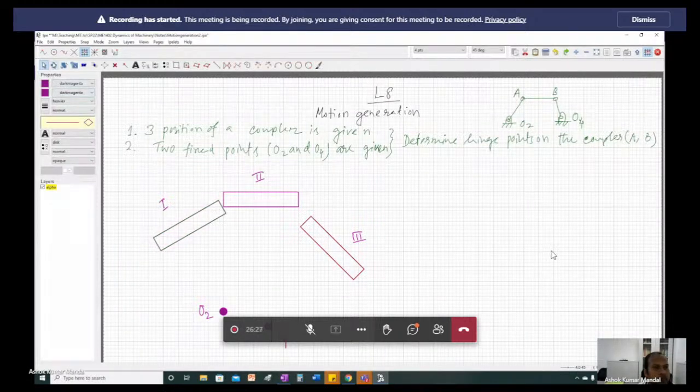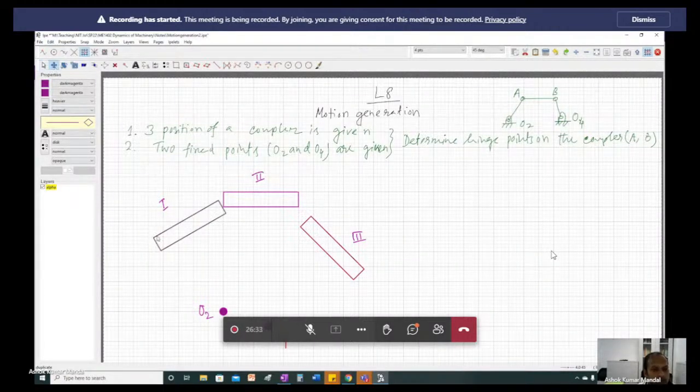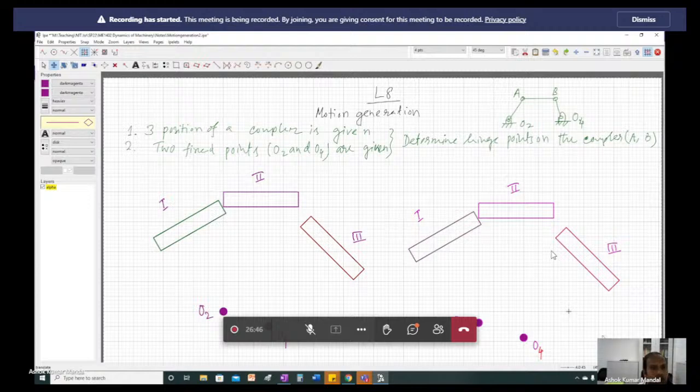Okay, you will use trace paper and copy it, and then you will move it to some other place. Suppose this way I move it. Here I have drawn it again.